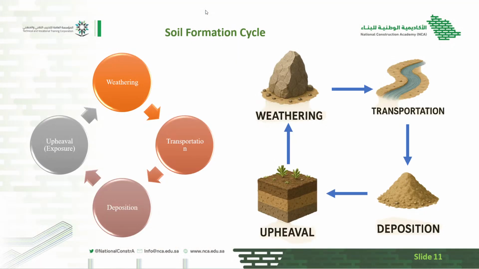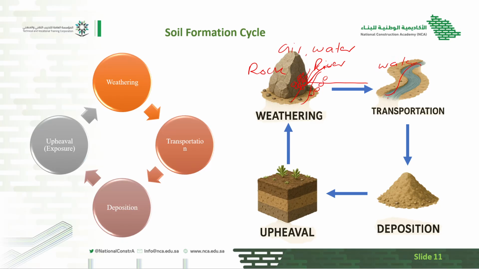Now there is a soil formation cycle. What does it mean? There is a cycle for the soil formation. First, you can see this is the rock. Weathering occurs due to wind, due to water, or due to any agent. So it is converted to small particles. For example, there is a river with this mountain. When the water comes and hits this portion, it will convert the big rocks into small particles. So the small particles are transported with the water.